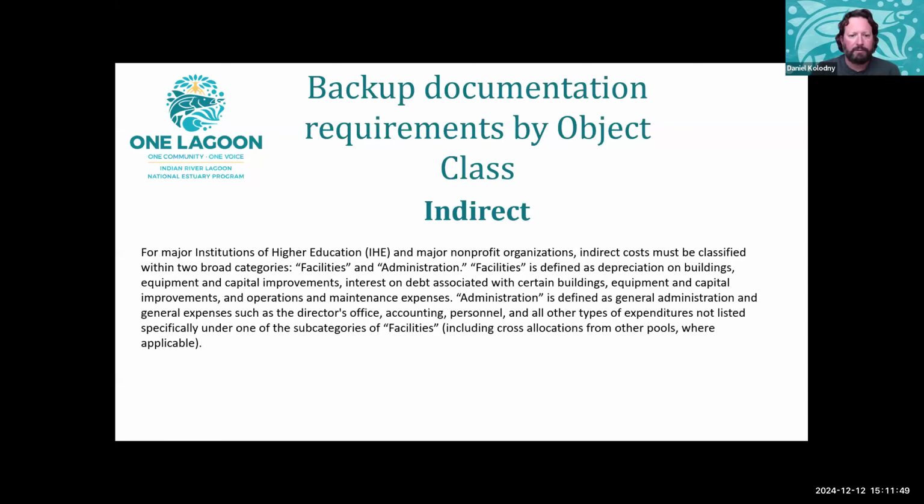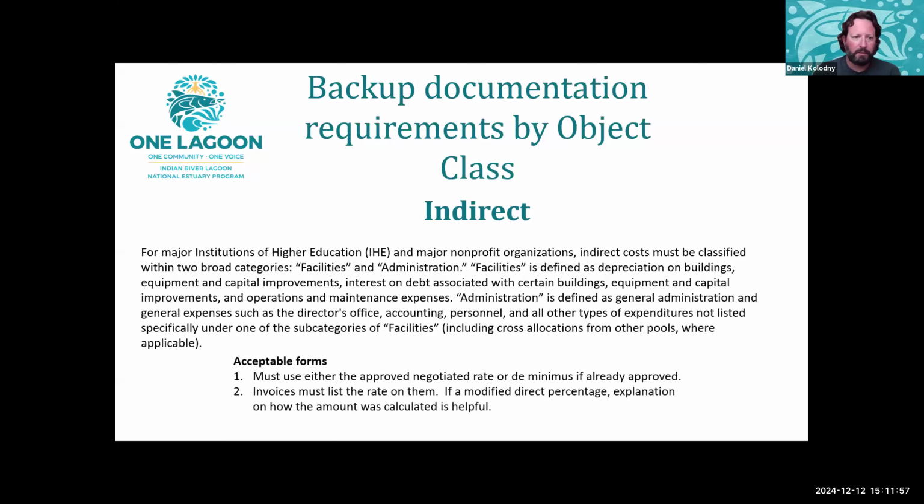If you do have it in your budget, you want to have a couple of things, either the approved negotiated rate listed. Make sure again that rate is listed on the invoice. If it's a modified direct percentage, and I know a couple of you have that, just explain how that was calculated, either in the backup documentation or somewhere on the invoice to show how that came about.